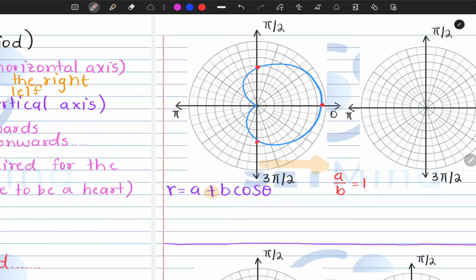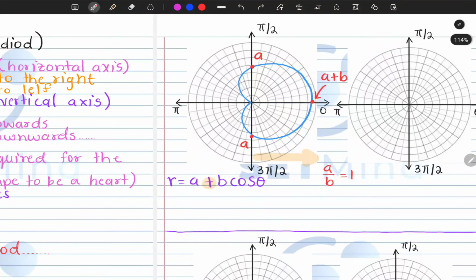The point which we always have there at the top will be A, and the one we have here at the bottom will be A. The one that we always have there will always be A plus B. So remember that B is just a positive number and A is also a positive number. That is how we get those points.